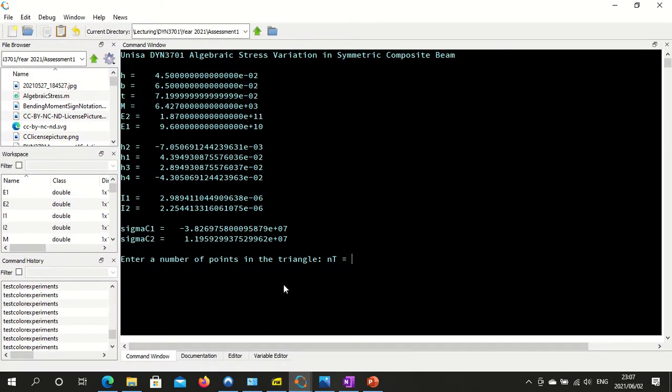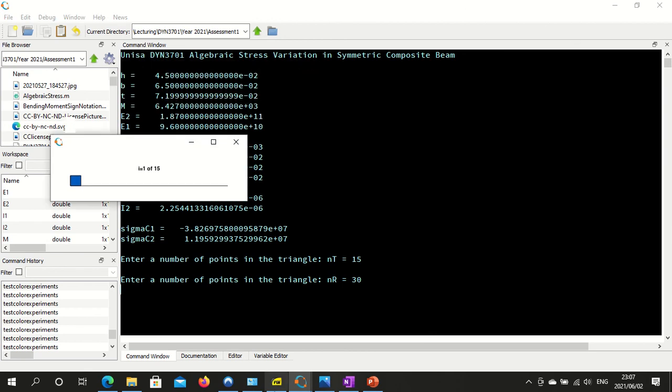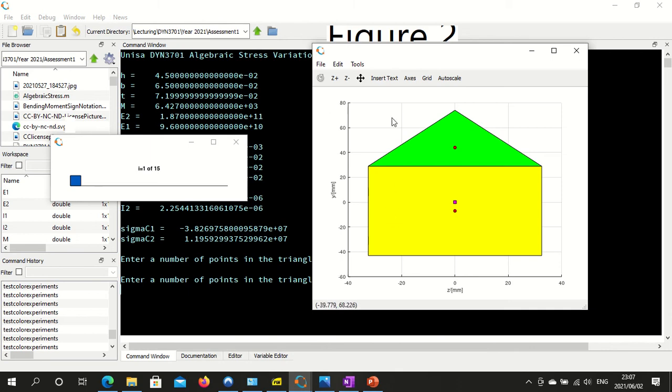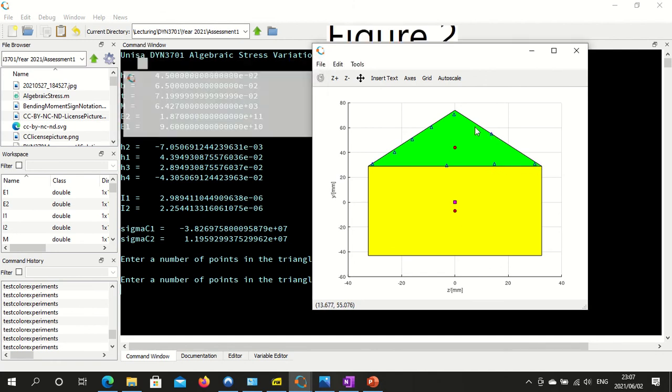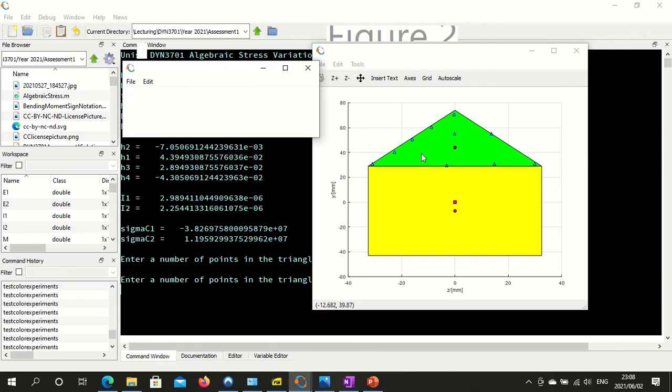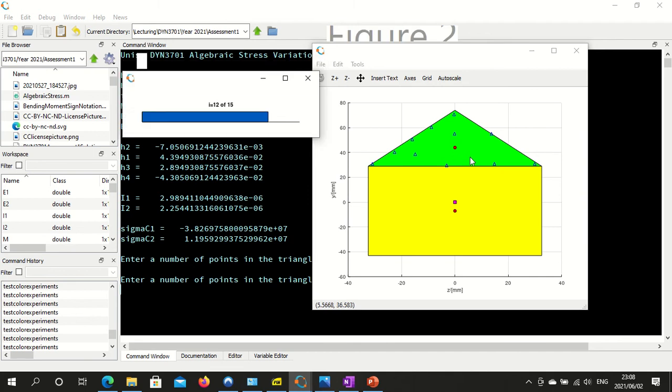So let's go ahead and enter in some values. I'm going to take 15 points on the triangle, and I will take 30 points on the rectangle. Don't worry about the details. I wrote a very rough computer program, so I'm just going to pick 15 points in the triangle. Okay, then I'm going to pick 30 points for the rectangle.